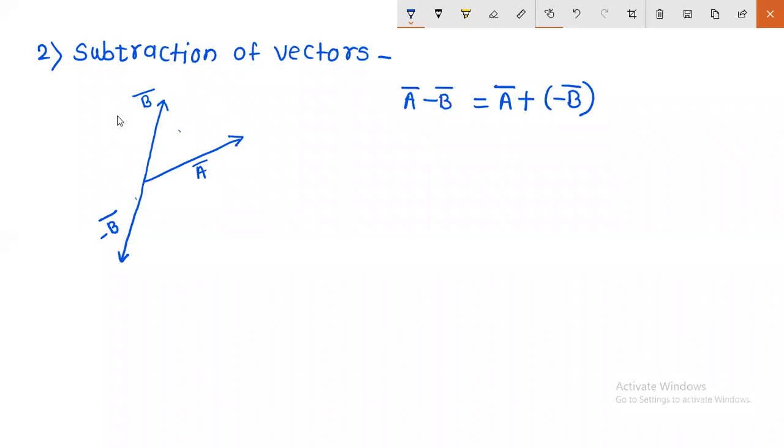Again you have to draw a parallelogram. That is, draw one line parallel with a bar, then with b bar, and the intersection means this diagonal. It's showing your vector c bar, and this c bar is nothing but a bar plus minus b bar, that is a bar minus b bar.